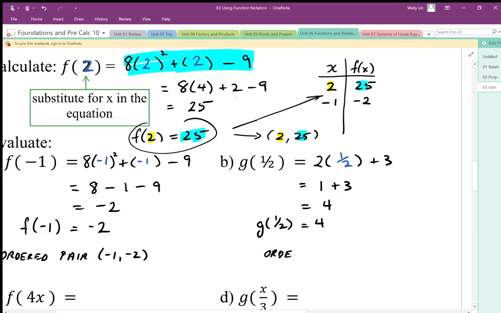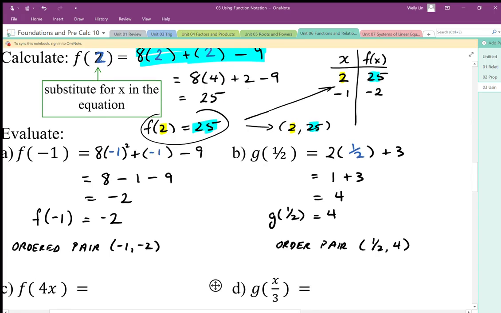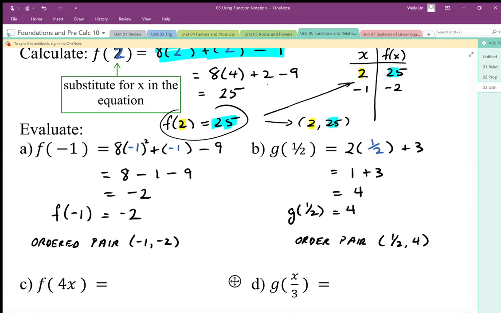My input and output is going to be 1/2 for x, 4 for y. So that's how we can get inputs and outputs for our function using the function notation.